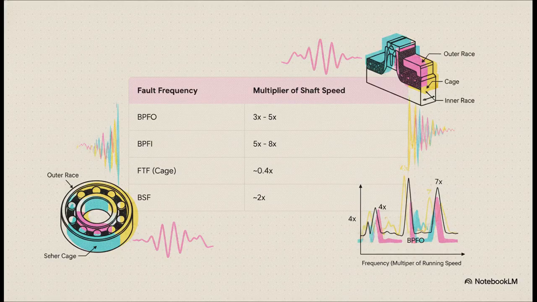So let's say you see a mysterious vibration peak pop up at about 4 times the machine's running speed. Well, this rule of thumb immediately tells you, go investigate the outer race, the BPFO. What if you see something hovering around 7 times the running speed? Bam! Your prime suspect is now the inner race, or BPFI. It's just such a powerful diagnostic starting point.